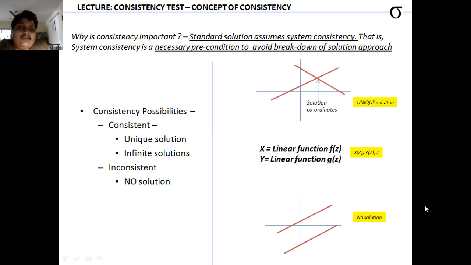If you take a system of linear equations, there are really two or three things that can happen. One is that your system will be consistent, in which case you have a unique solution, or you can have infinite solutions. In both these cases you say that the system is consistent. The other possibility is that the system is inconsistent, where you have no solution. Now, what are you seeing on the right side here? This is really the geometric interpretation of this.